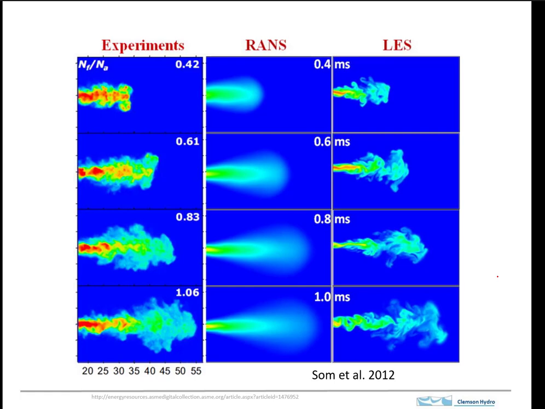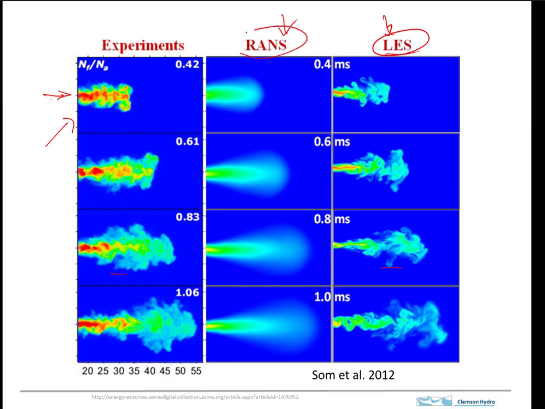where the left column shows the velocity structure in some experiments where there's a jet of fluid injected from the left to the right, and it's depicted in these next two columns with two different types of simulations. And LES is showing a velocity structure that resembles the experiments. This is called the large eddy simulation.